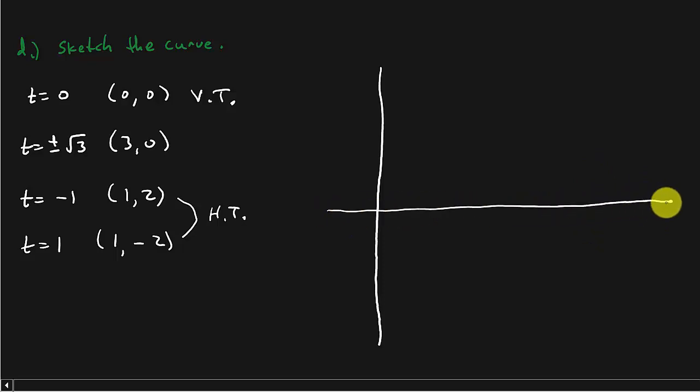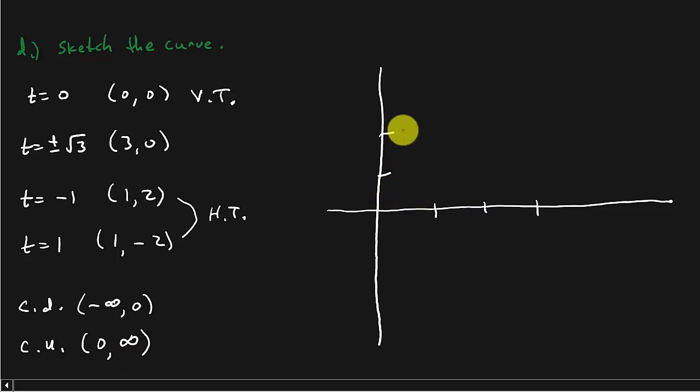All right, so I wrote down all my important points that we found earlier. Oh, and also we know it's concave down from -infinity to 0, and concave up from 0 to infinity. All right, so let's mark this off. So we got 1, 2, 3, 1, 2, 1, 2. All right, so I'm going to plot my points.